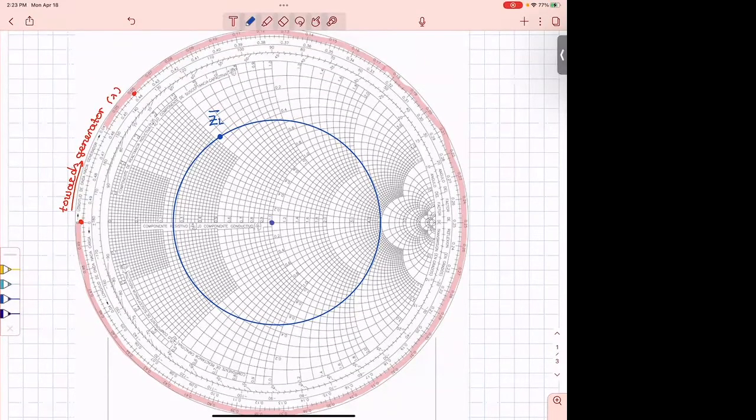All right, so if I start from the load and I go this way, then I'm moving from the load towards the generator. Here, it reminds you that this direction is towards the generator. All right? So I go from the load and I can go until I find my source, or however long my line is.